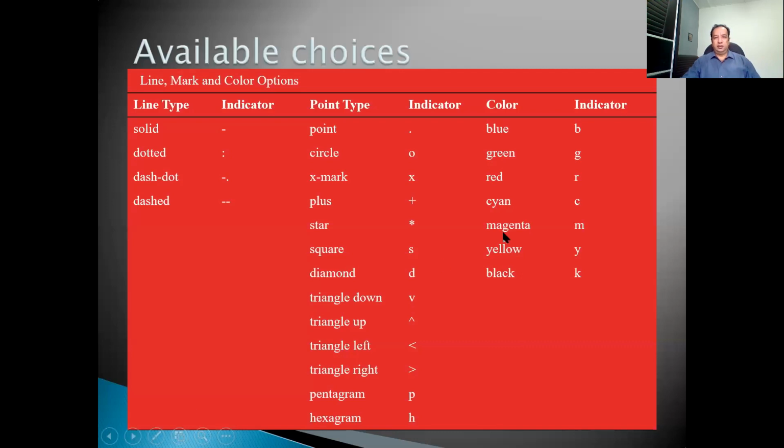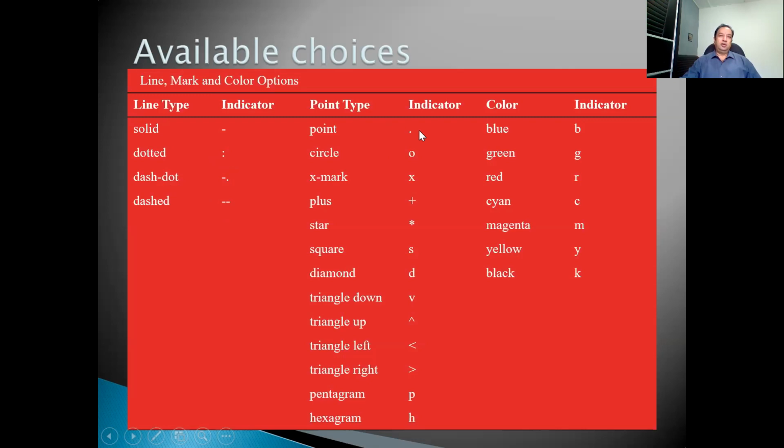Okay, in this slide, you can see that Matlab is not as dynamic as Excel, where you can select any color, any pattern. So there are limitations in Matlab. There are 4 choices for the line type. You can have a solid line, a dotted line, dash and dot, and dash dash. So these are the 4 line patterns that you can select.